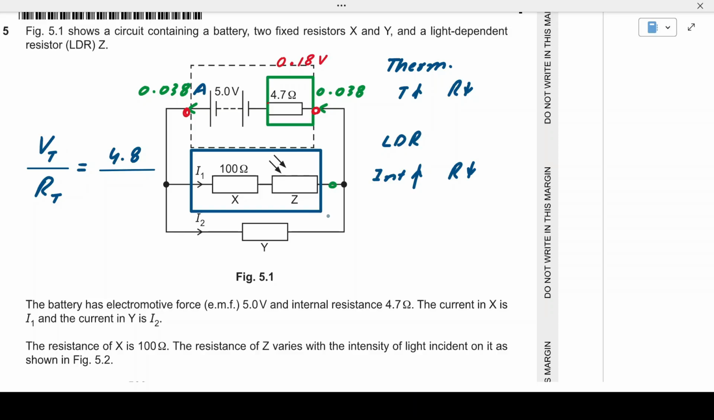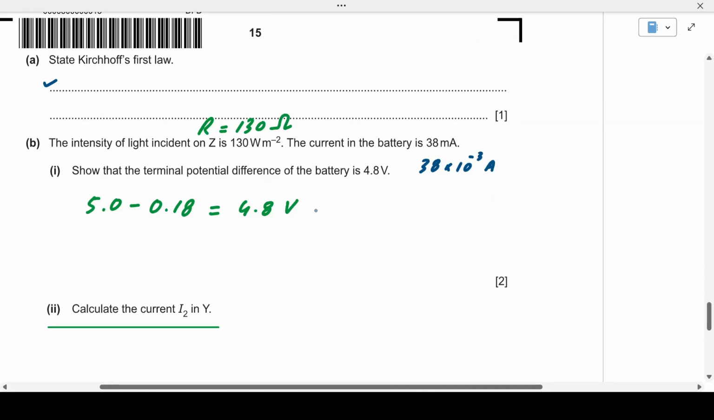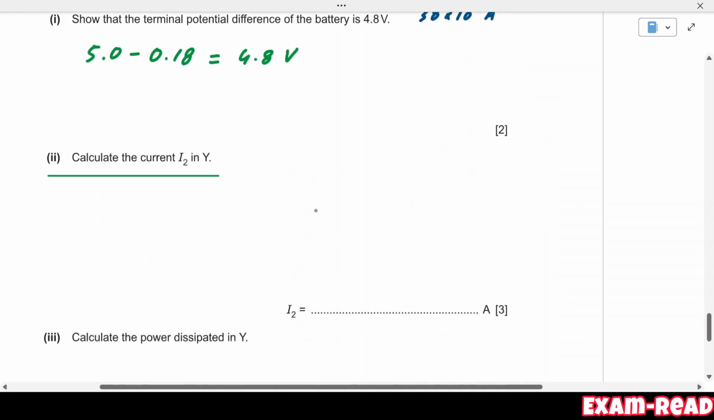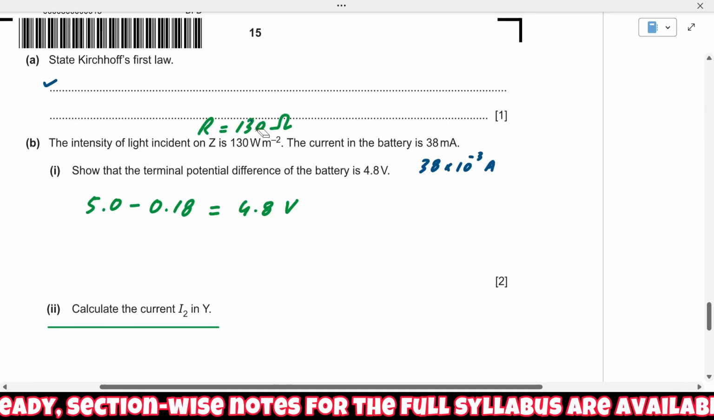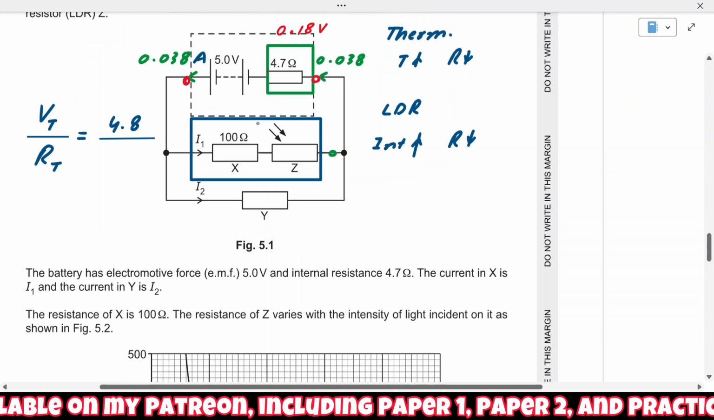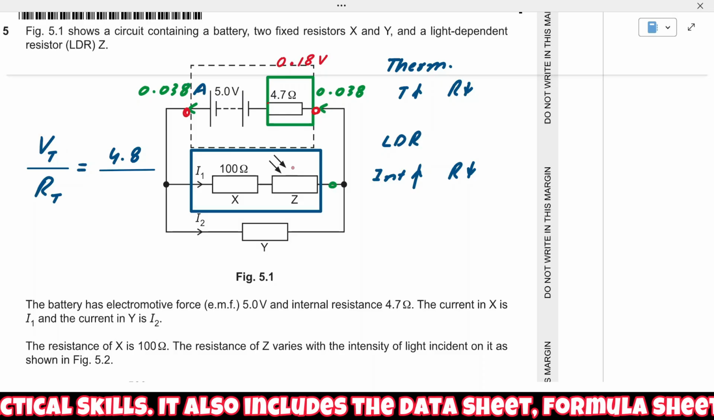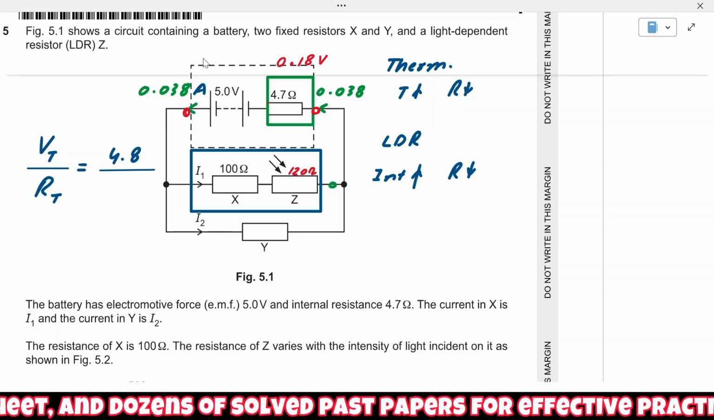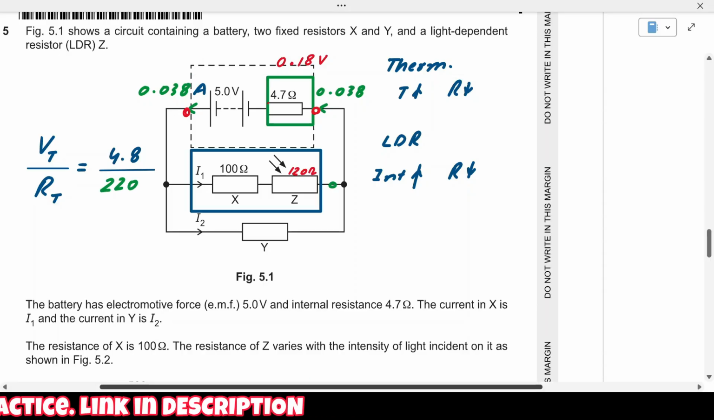We found through the graph that when intensity was 130, the resistance was 120. Yeah, resistance was 120. We can see through the graph when the intensity is 130, the resistance is 120. So the resistance of Z is 120. So what is the total resistance? These two are connected in series. The total resistance would be 100 plus 120. That would be 220.